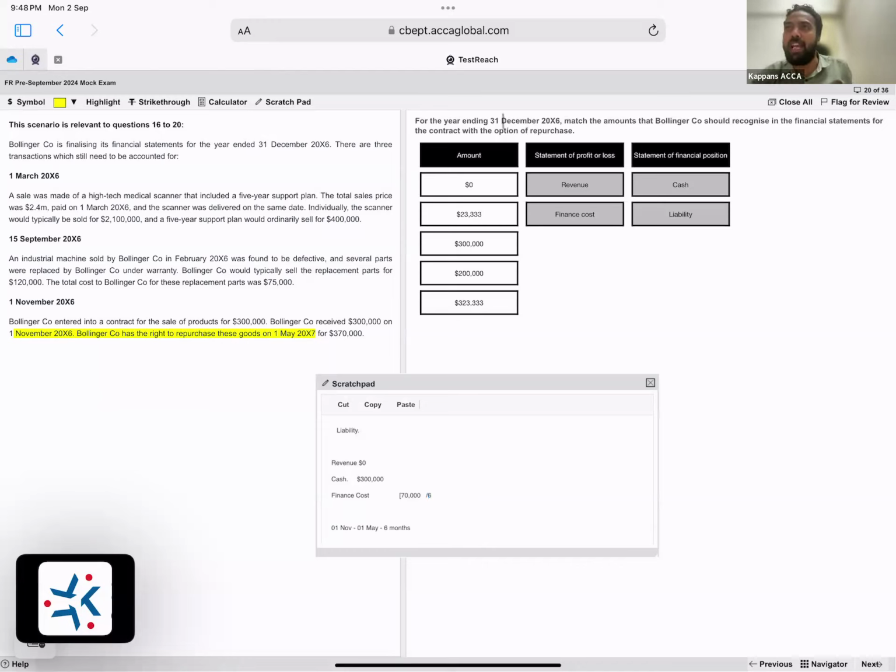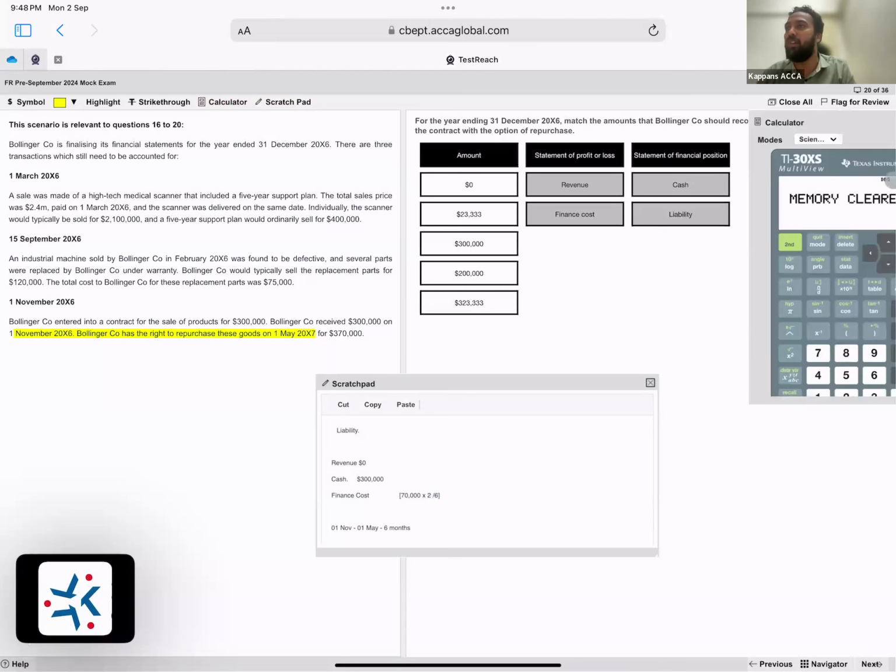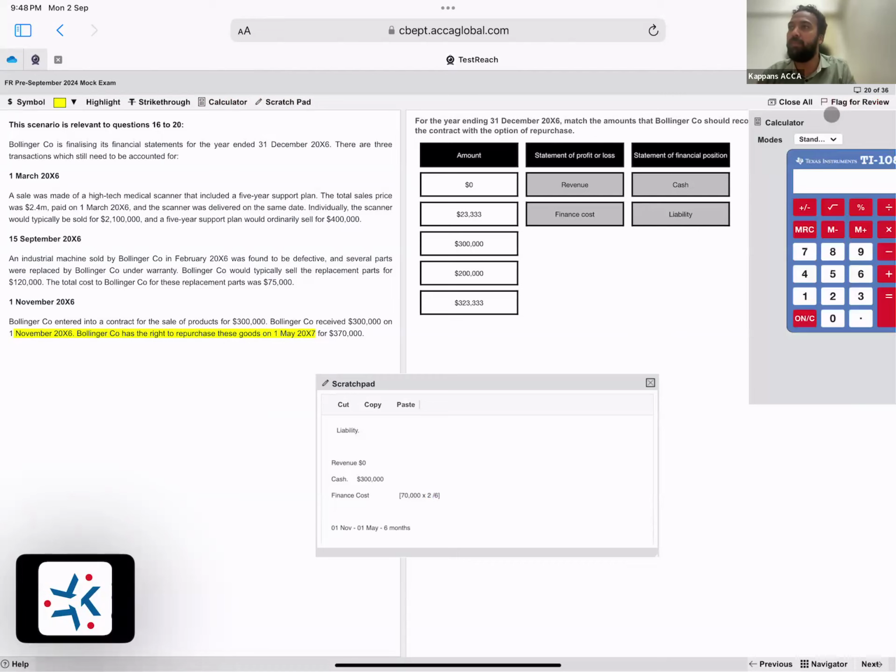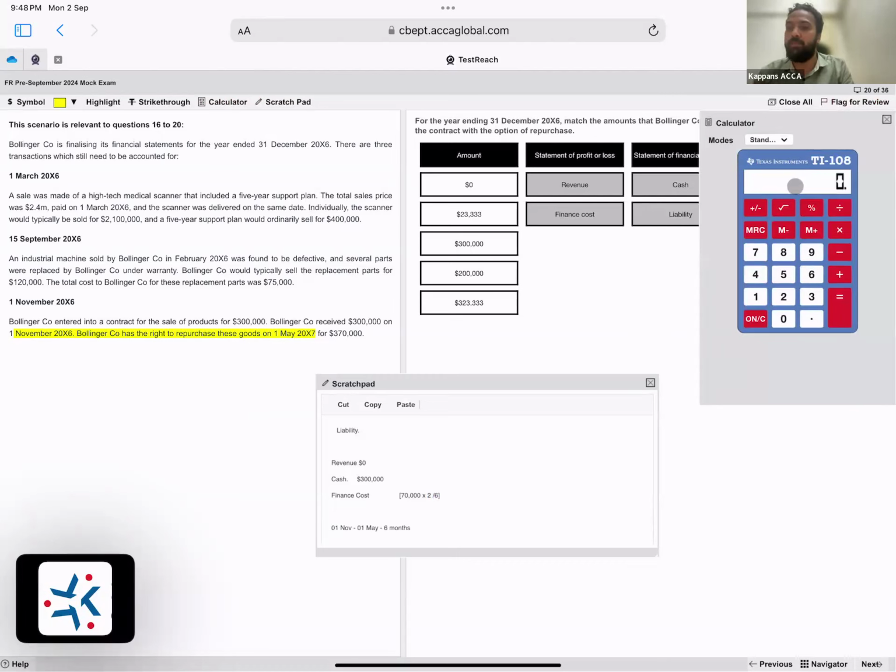Our financial year ends on 31st December. So there are only 2 months in this financial year, November and December. So out of the finance cost of 70,000 to be recognized over a period of 6 months, 2 months pertain to this current year. So 70,000 into 2 by 6, use your calculators to find out the value. 70,000 multiplied by 2 by 6 is 23,333. So 23,333 will be recorded as finance cost.